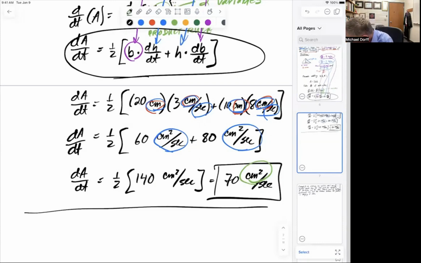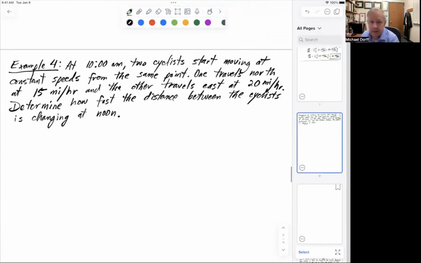Okay, let's do another example. All right, in this example, we have cyclists who start moving at a constant speed from the same point. One's traveling north at 15 miles per hour, the other's traveling east at 20 miles per hour. Determine how fast the distance between the cyclists is changing.